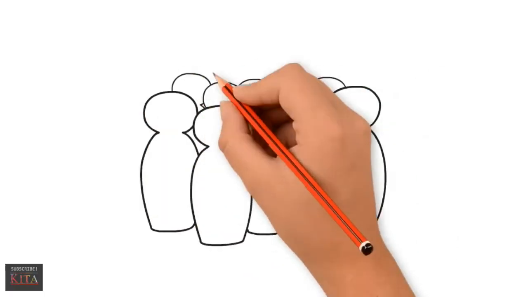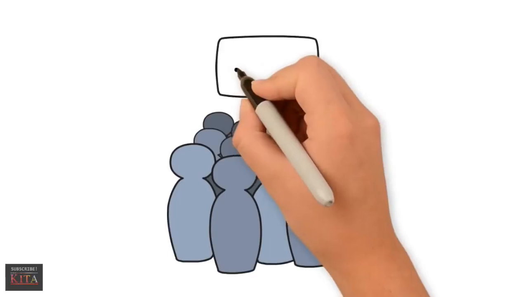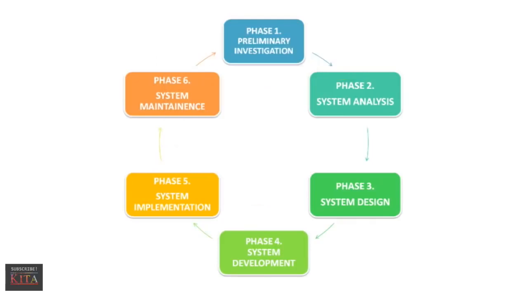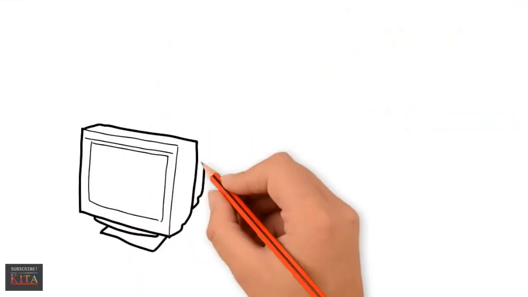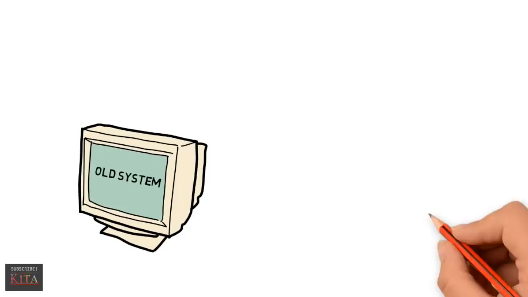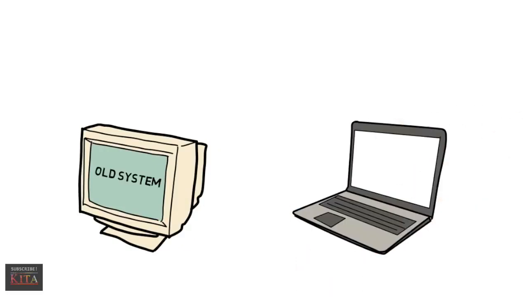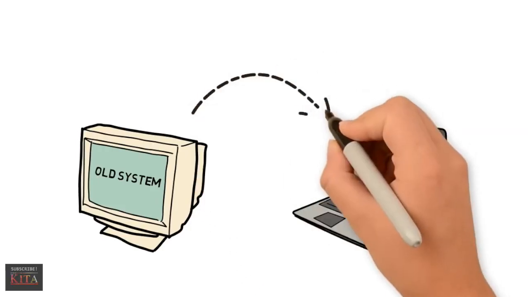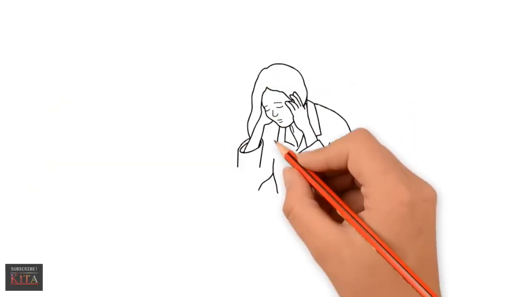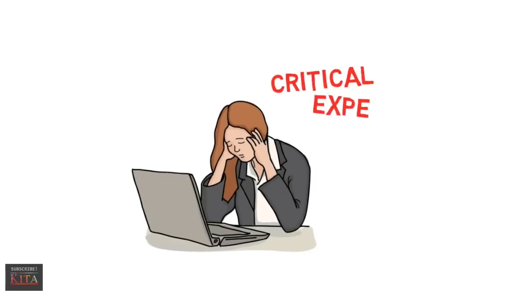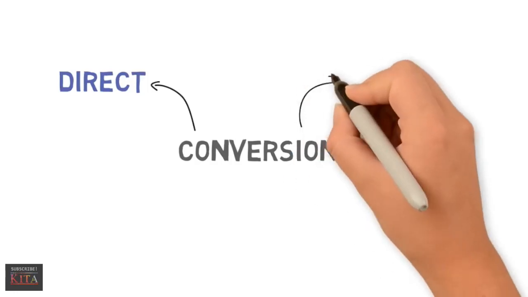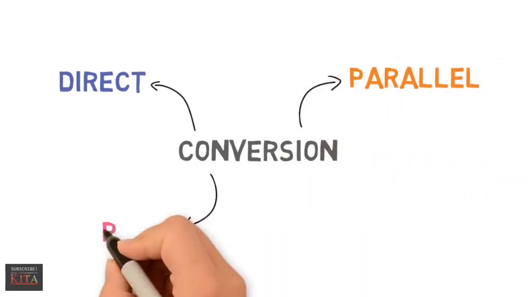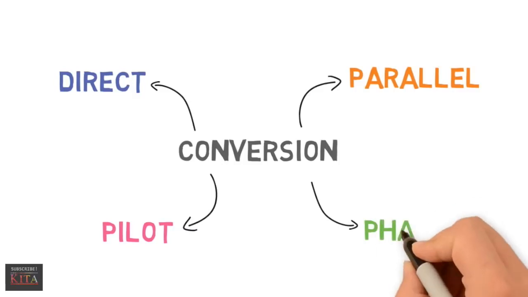After having the user acceptance of the new system developed, the 5th phase, which is system implementation, begins. This phase is also known as conversion. This phase involves converting from the old system to the new one. This is one of the most critical and expensive activities in the system development life cycle. There are 4 types of conversion approaches, which are direct approach, parallel approach, pilot approach, and phased approach.